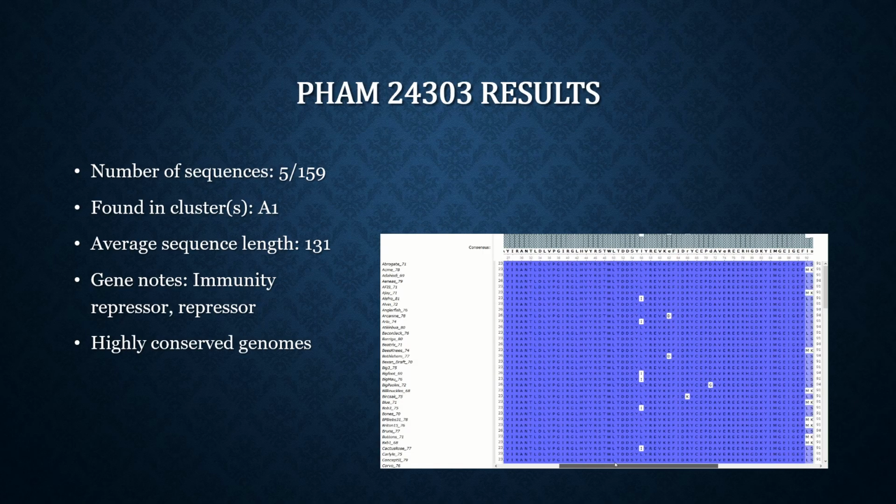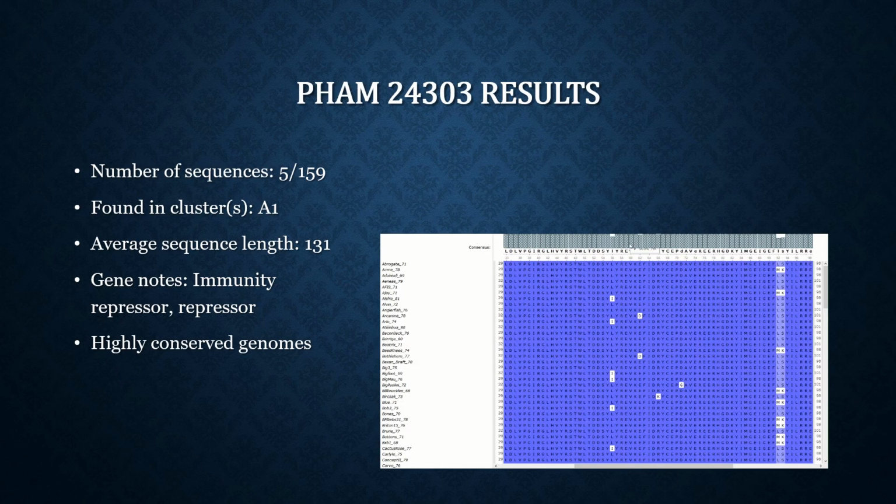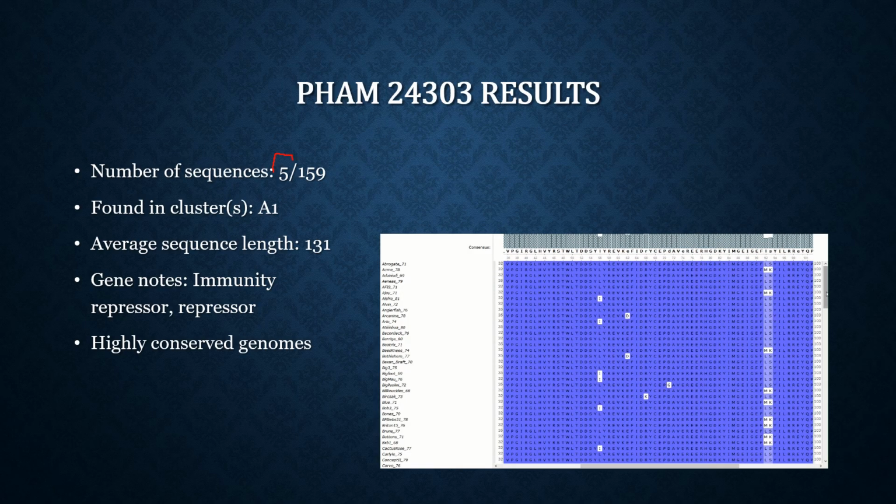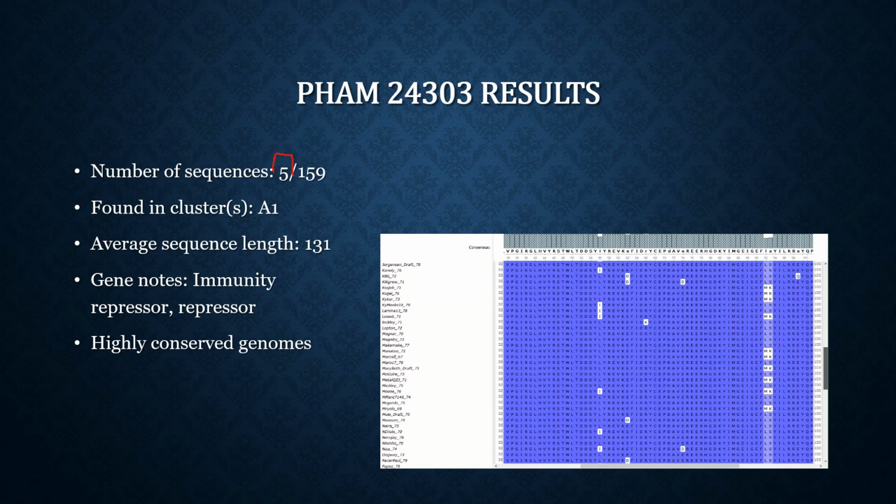So for FAM 24303, I'm going to explain this really quick. The number before the slash is how many genomes I was able to pull using MySQL, and the number after is how many I downloaded from PhagesDB. So the 5 is how many sequences I personally looked at, whereas the 159 are all of the sequences in that entire FAM.